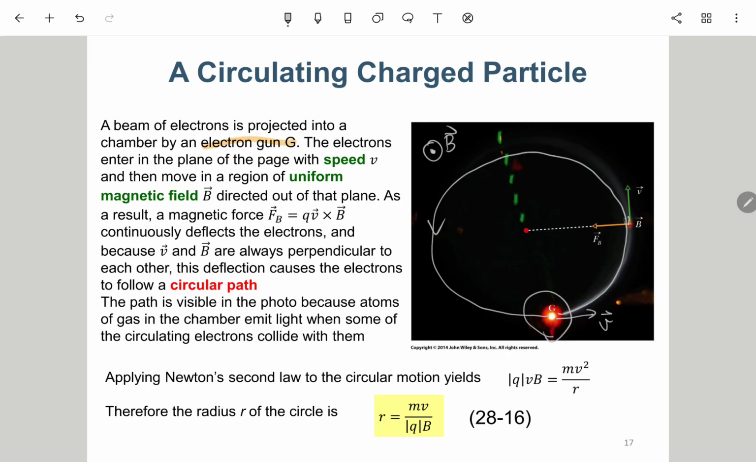The path is visible in the photo because atoms of gas in the chamber emit light when some of the circulating electrons collide with them. So there is some light. Of course it becomes weaker and weaker, so it only shows part of the path.